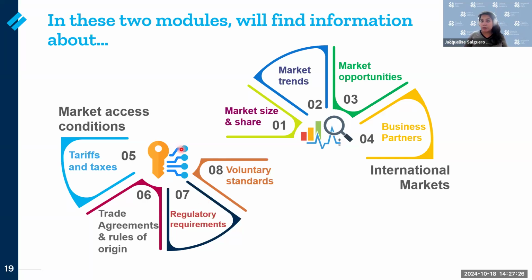And then linked to that is the market access condition that someone also mentioned before. Here we will be talking about how feasible it is for you to enter that market: tariffs, taxes, regulatory requirements, trade agreements, rules of origin, and voluntary standards. That's in a nutshell what we will be seeing as we move forward in this webinar.